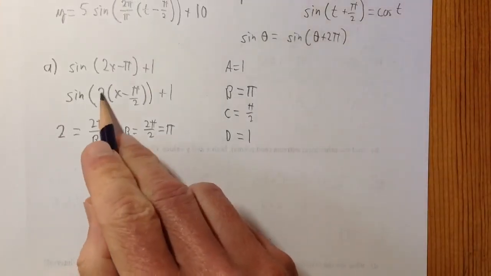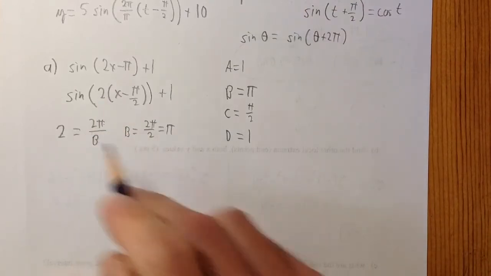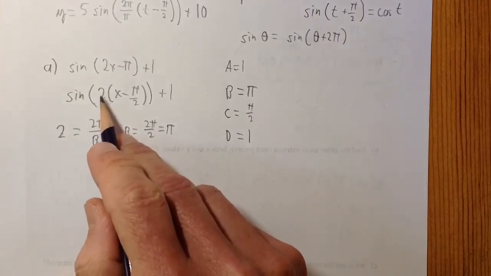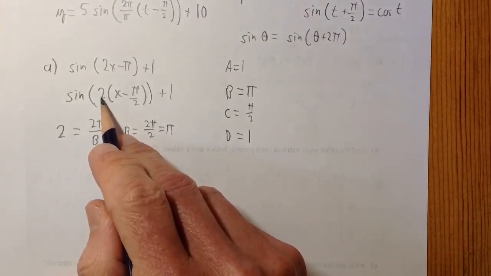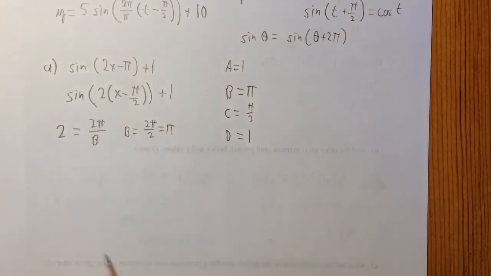The only tricky part is whatever number is out here, you set that equal to 2 pi over b and solve for b. Or you can just think of b as always 2 pi divided by this number. If you're really clever, you can think of it that way. b is always 2 pi divided by whatever number is there.